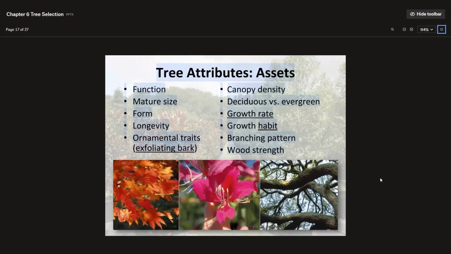All right, so let's talk about its assets, right? The tree's attributes, their function, right? Canopy density. How thick is that canopy going to be, right? Is it created for shade? Then you want to pick a spreading trunk tree that's going to create some shade, right? How big is it going to be, right? Mature size. What's its form? Is it going to fit the space? A spreading live oak tree may not do well near a building, right?